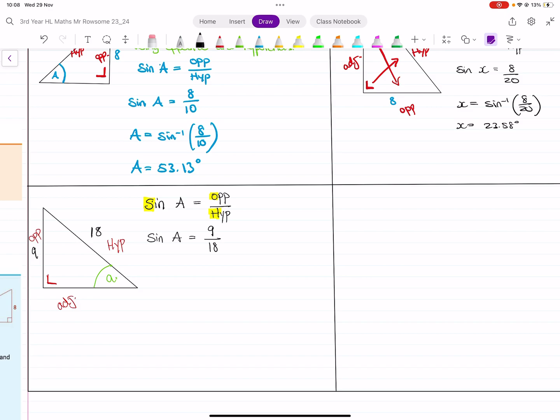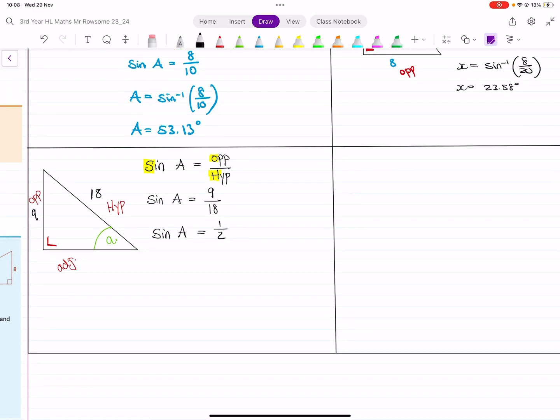So you could say sine of a is a half if you want to simplify it. Okay. And then you can say, right, I want to get a on its own. So you have to do something to both sides in order to get a on its own. So what you do is you invert your trig function. So a is equal to sine inverse of a half. Okay.